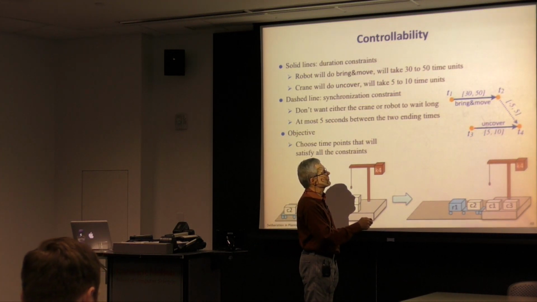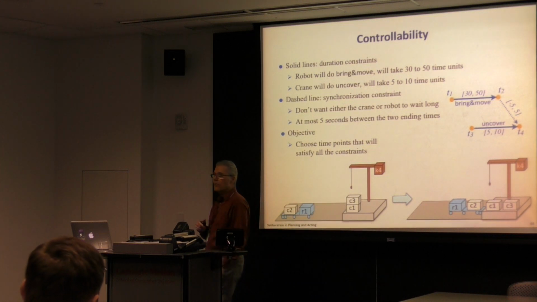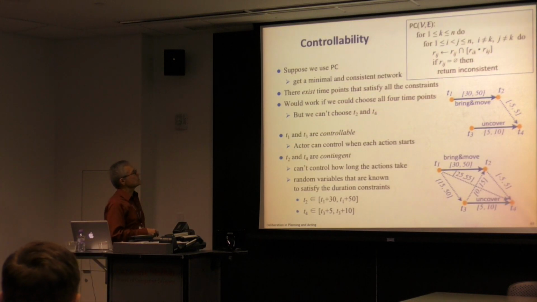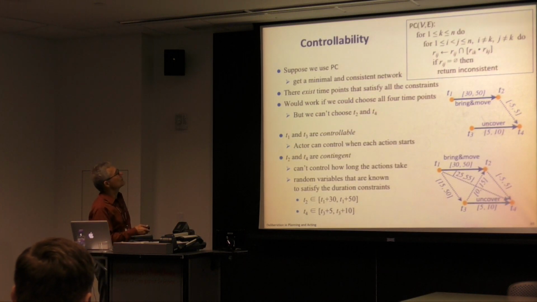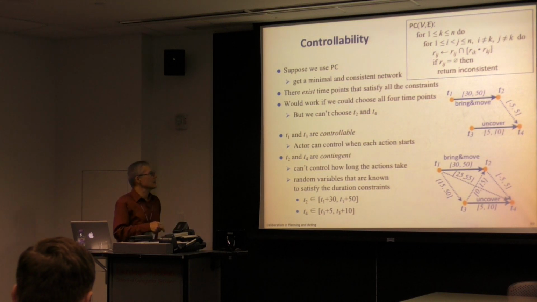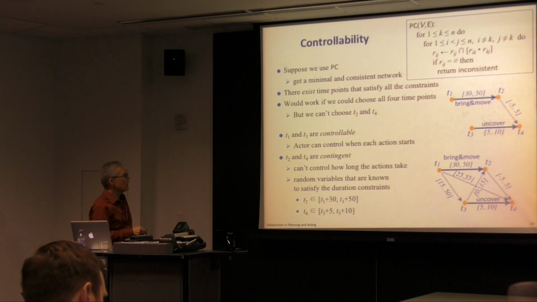We can choose when it starts, but we can't choose when it's going to end. And what we want to do is choose the starting times for both of those such that the difference between these two is at most 5. All right? Okay, so that is what I just said. Formally, what that means is that T1 and T3 are controllable. T2 and T4 are contingent. Okay? And they're random variables. They're known to satisfy certain constraints, but beyond that we don't know.